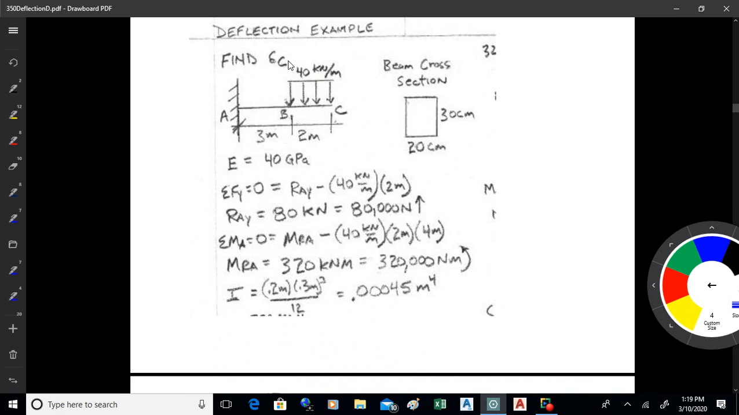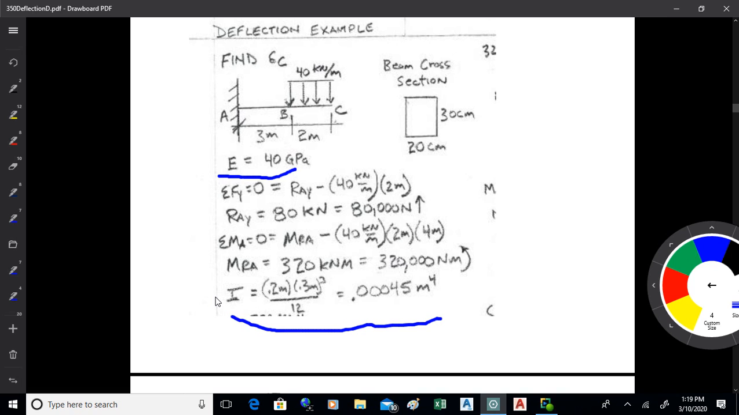Let's find how far point C will move down after that load is applied. All right, we've got E is 40 gigapascals. That's a given. We've got the beam cross-section, so we can calculate I. So we've got E and I. E is given, I is just bh cubed over 12, 0.2 times 0.3 cubed over 12. What we want to do is find the reactions. So this is on 890, I think.